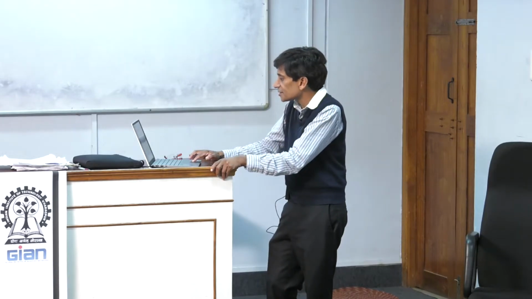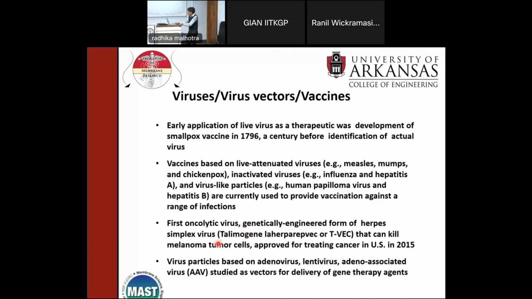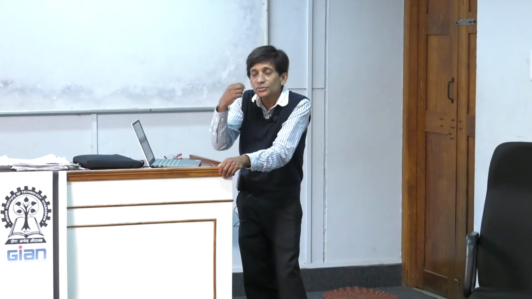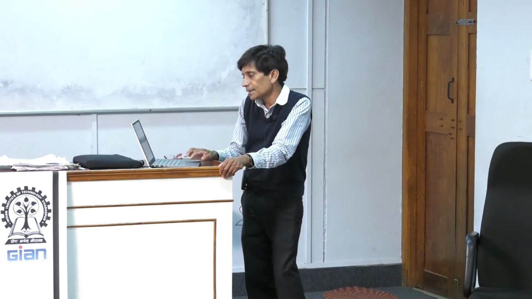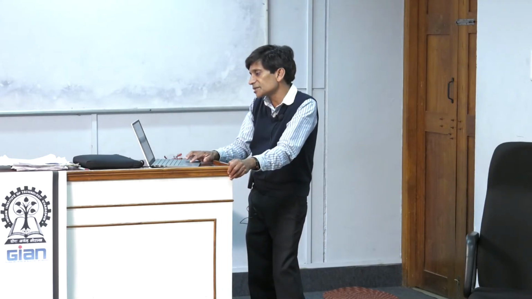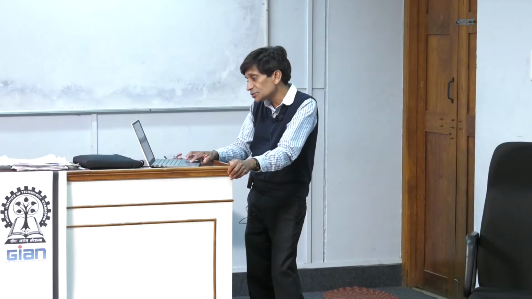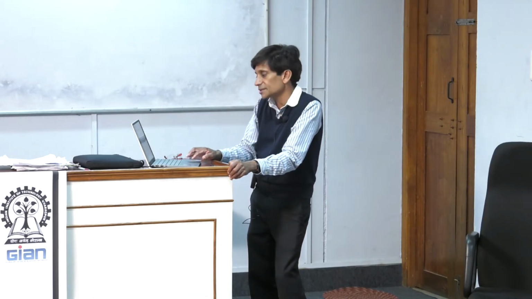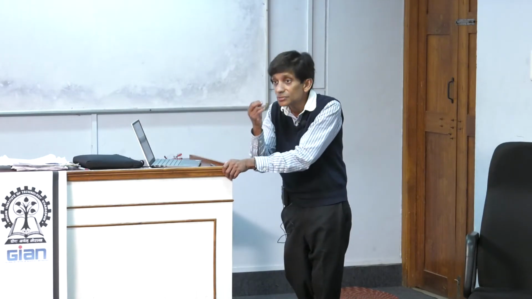Next, oncolytic virus, a genetically engineered form of herpes simplex virus, that can kill a number of tumor cells, for treating cancer. So this is a virus that was designed to go and attack a cell to stop a tumor. Okay? And finally, virus particles based on adenovirus, lentivirus, and adeno-associated virus, AAV, are studied as virus vectors for gene therapy agents. These are probably the most advanced: adenovirus, lentivirus, and adeno-associated virus.